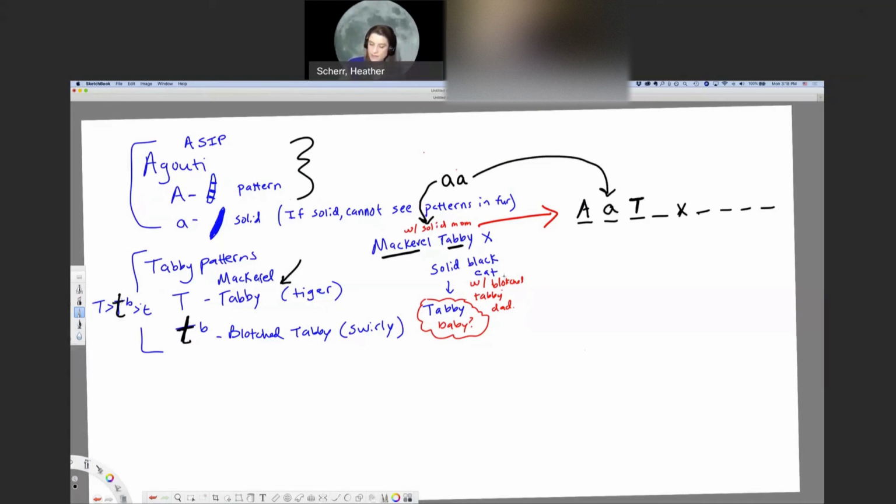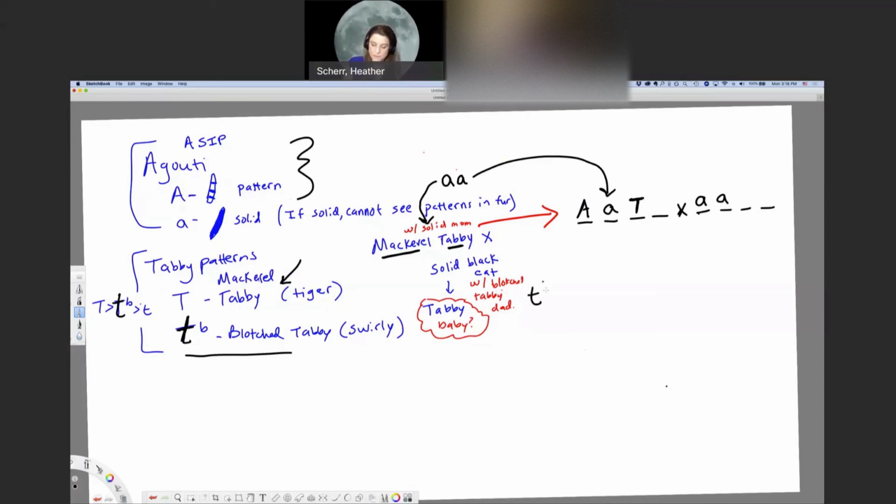Solid black cat. So this is the other one. What do we know about that cat if it's solid black? That it has 2 small A's. So that makes it solid. We know nothing else from the cat itself. But it still has tabby genes, even though we don't see it. So I told you that's a blotched tabby dad. So blotched tabby is, you can see here, recessive to mackerel tabby.